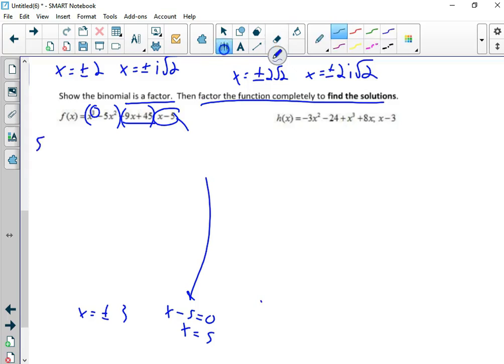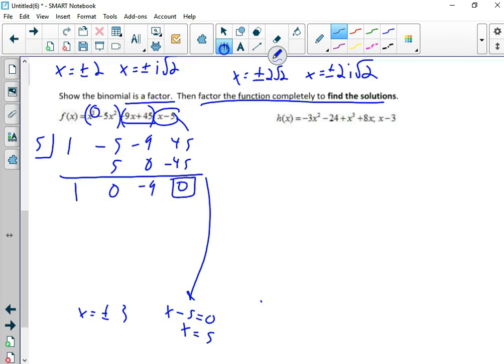So my number in the box is 5. I have everything I need, so 1, negative 5, negative 9, 45. Think of it as an extra practice problem. Drop the 1, multiply, add, multiply, add, multiply. That gives me 0. There's my remainder. It shows me this is a factor. So here's what I was talking about. When I do this, I get x squared minus 9 equals 0. Here's my x plus 3 equals 0. X minus 3 equals 0.